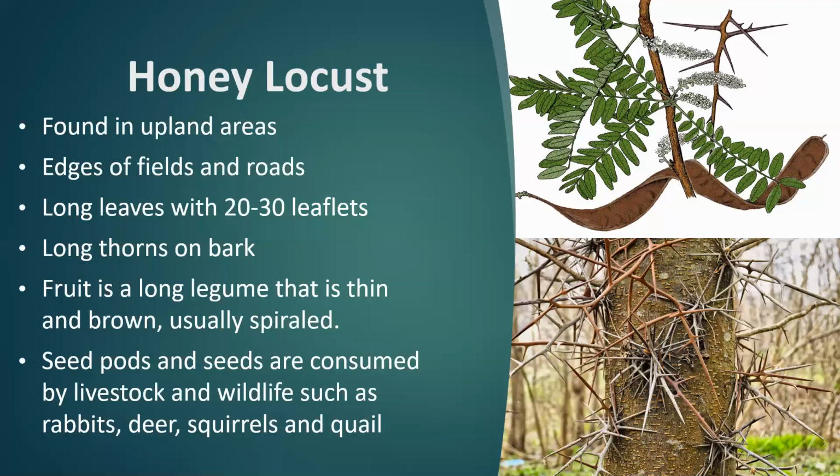They'll be readily consumed by livestock, as well as deer, squirrels, quail, and rabbits. I have noticed deer will eat honey locust more so than black locust, but I've certainly seen instances where it seems like they prefer acorns over both. So I would say honey locusts aren't really a preferred food source for deer, but it's something they will consume if it is available and there's not much else out there.